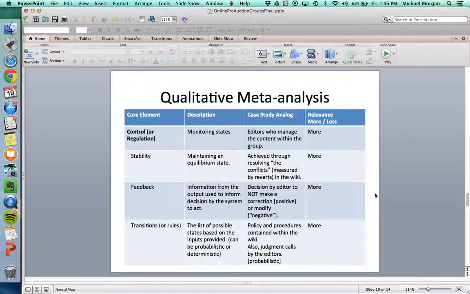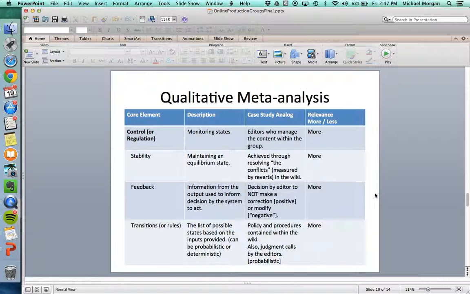So I was going to talk about control or regulation, which is again the second core aspect of cybernetics. The way I would describe control is that it's about monitoring states. It's about sampling your environment to better understand what's going on. Do I need to make a change? Do I need to make a correction? The analog here for monitoring states are the editors who manage the content within the group. They're the governors, if you will, of the content. Found everything on this page really highly relevant.